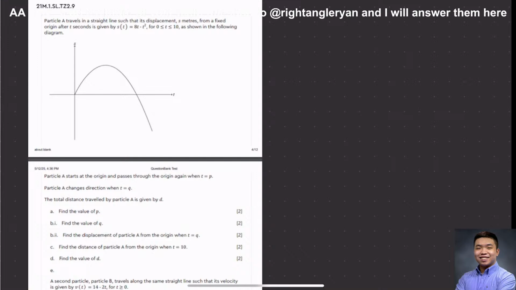Okay, we got a new question here, calculus, kinematics. Let me just take out the mark scheme just to make sure I don't make any mistakes, because I don't want to have to redo the question again. So this is May, paper 1, time zone 2. Question 9.